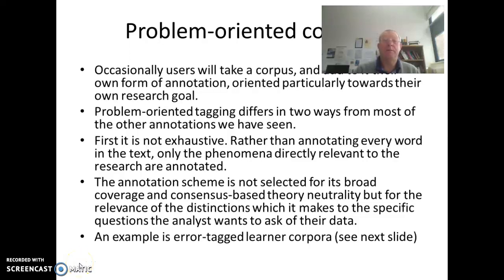Problem-oriented corpora. Occasionally, users will take a corpus and add to it their own form of annotation, oriented particularly towards their own research goal.